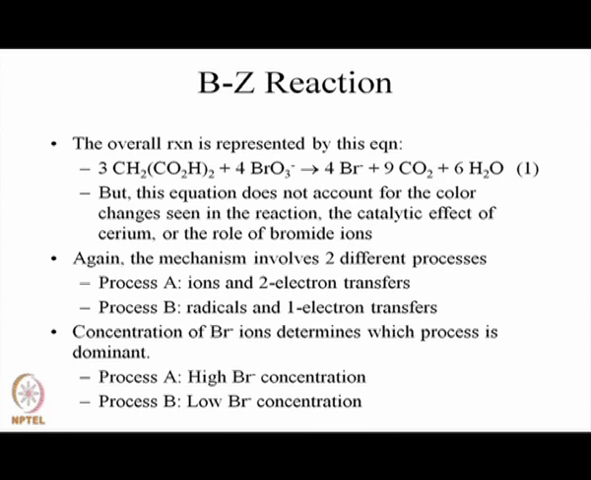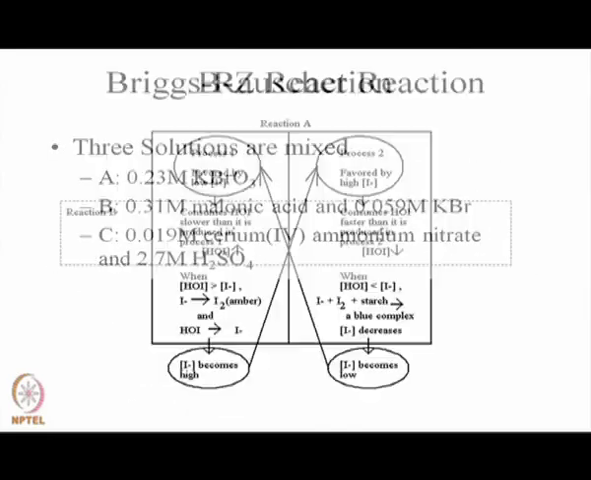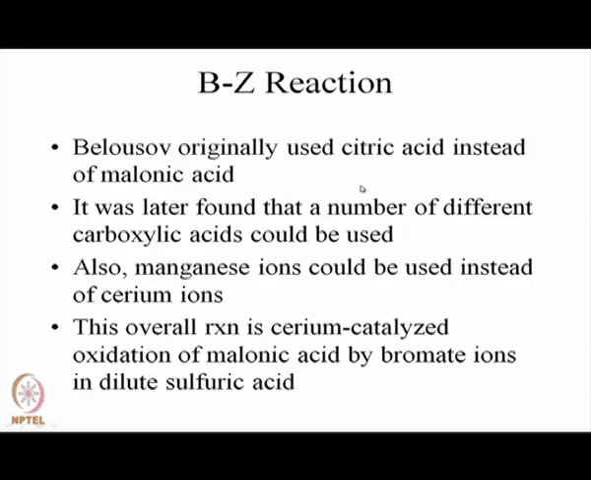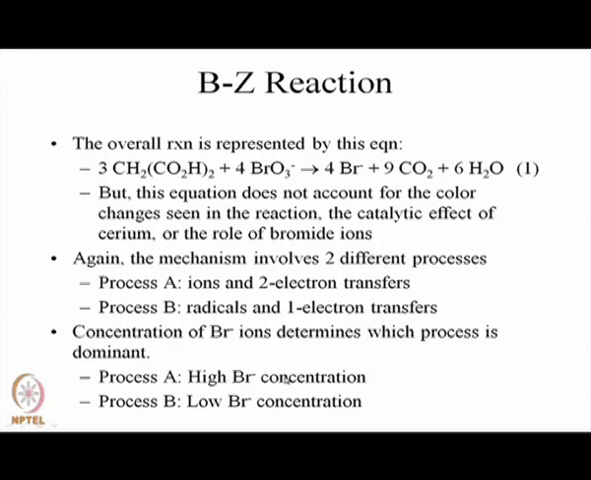and concentration of Br minus ions determines which process is dominant. Okay. Like in other case, iodide concentration, when low process 1 is favored, when high process 2 is favored. In the same way here, when high Br concentration, process A, that is 2 electron transfer and ion process, and 1 electron transfer radical process with low Br concentration.